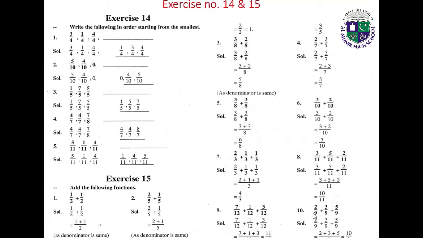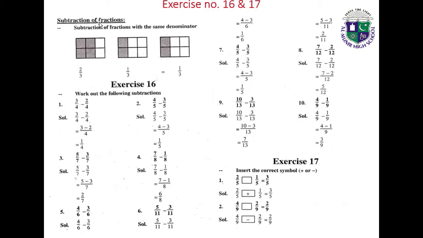Next question, question number 10. 2 over 9 plus 3 over 9 plus 5 over 9. 9 is your common denominator. 2 plus 3 plus 5. 2 plus 3 is 5, 5 plus 5 is 10, so 10 over 9 is your answer.